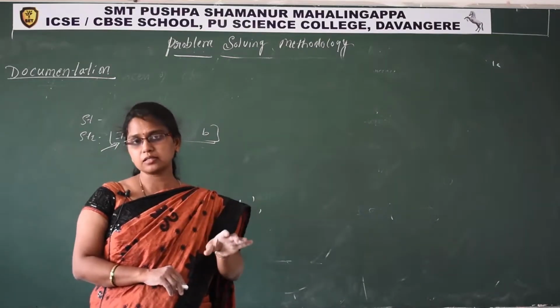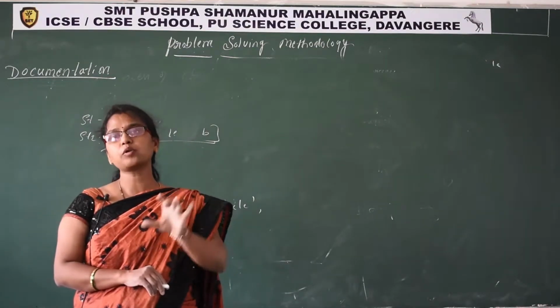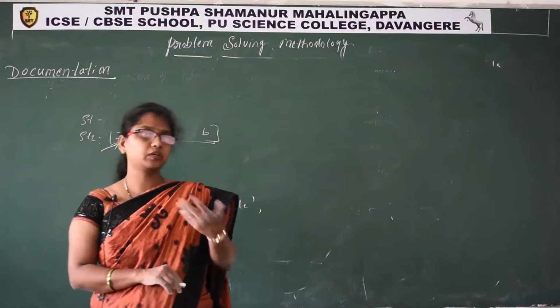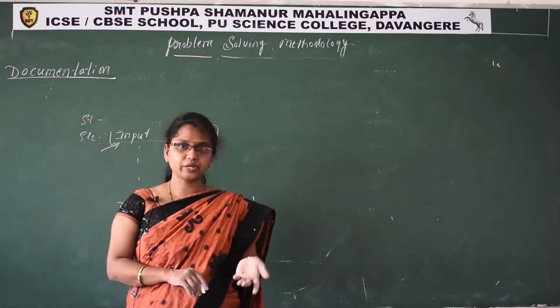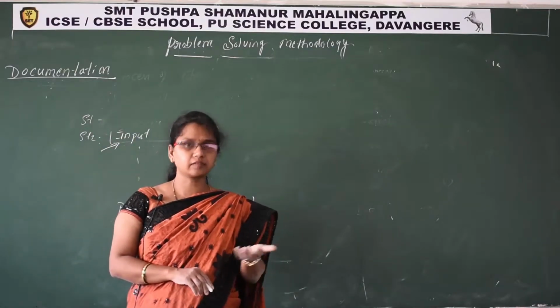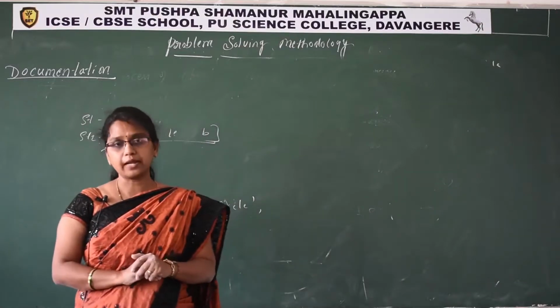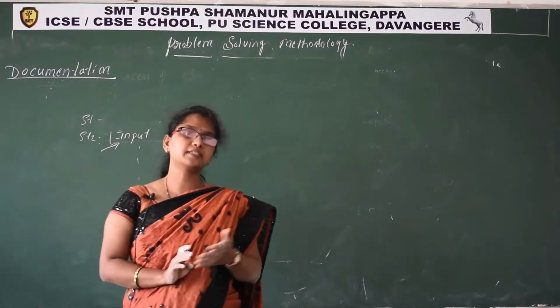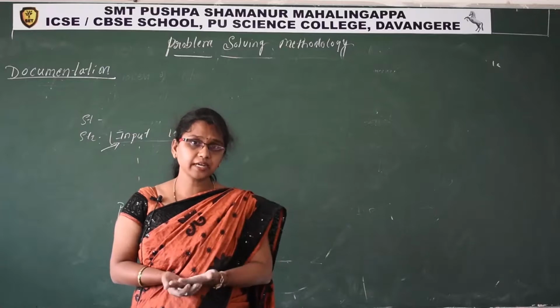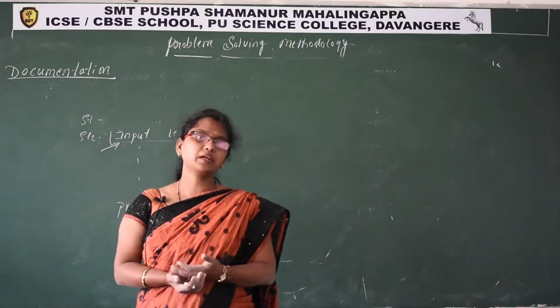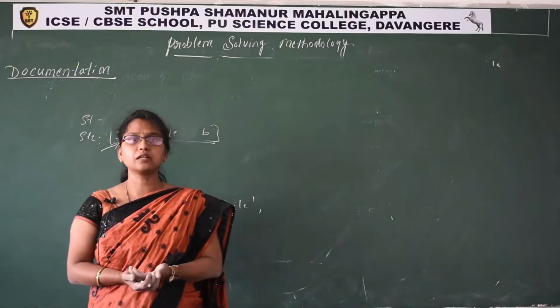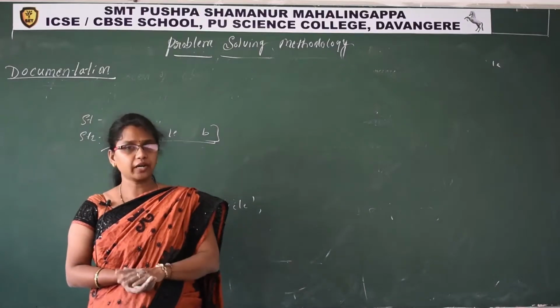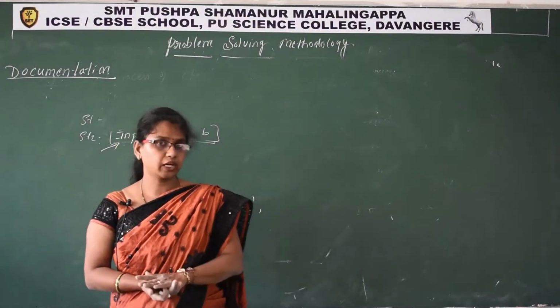Problem analysis. What are the things included in problem analysis? Input, output, constraints, isn't it? These are the things included in the problem analysis. Next step, design. What is meant by design and what are the tools available for the design, that is algorithm and flowchart. You need to write what is algorithm and what is flowchart.